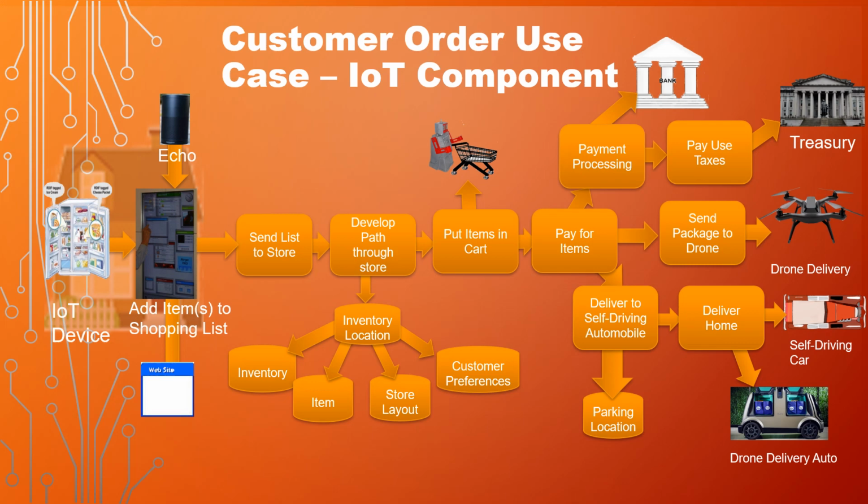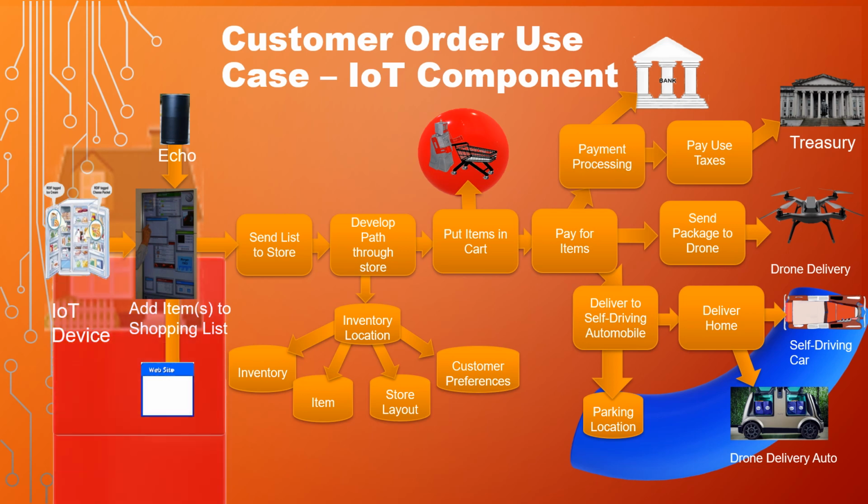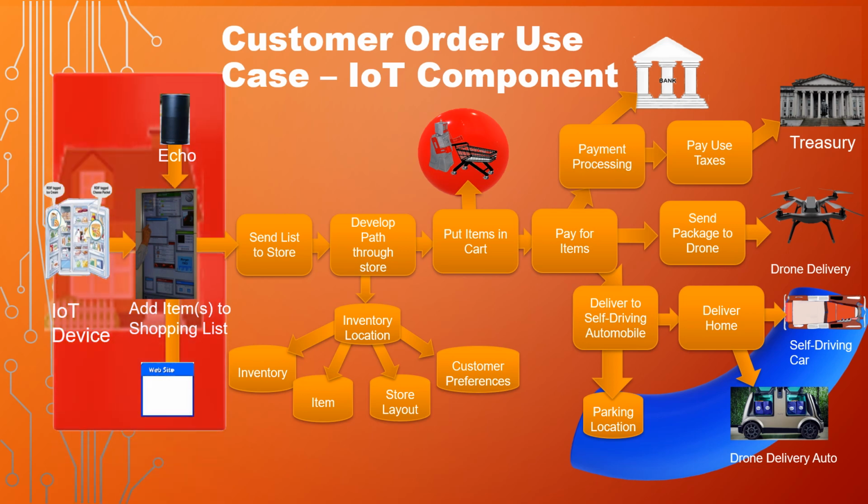For this presentation, we're going to use the custom motor use case as you see here, focusing in on the IoT components. There's a presentation on using robots to drive around the store and pick up the various items that the customer has ordered. There's another video on the self-driving automobile and being able to find it where it's parked in order to be able to put the items in it. And this one is on the IoT device that starts this whole thing off.